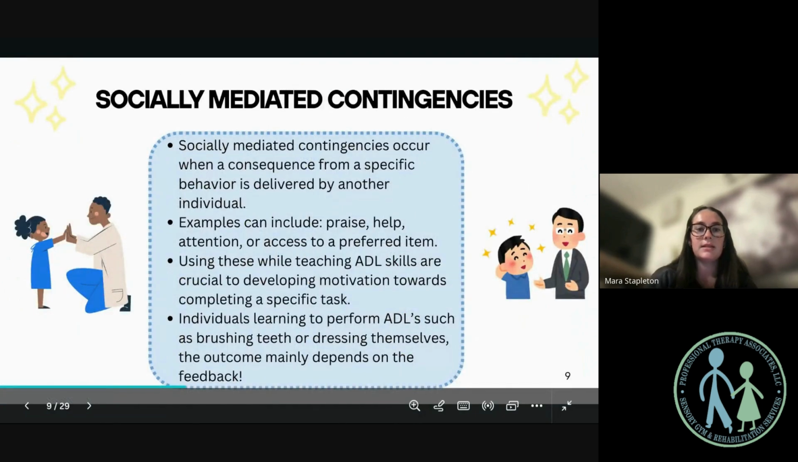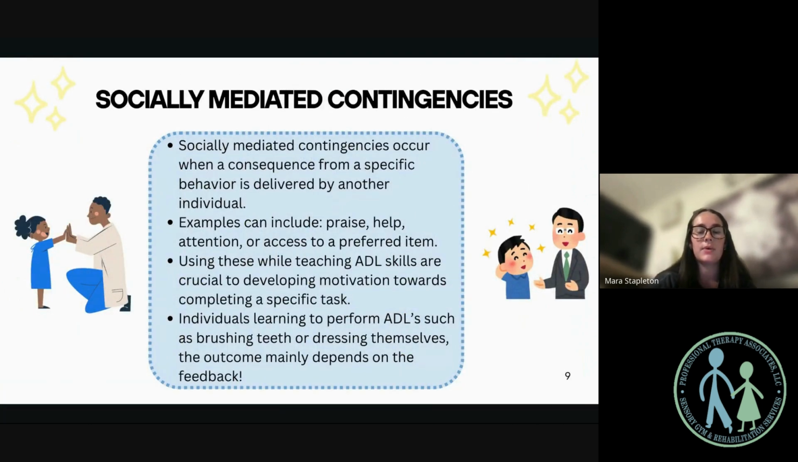Socially mediated contingencies occur when a consequence from a specific behavior is delivered by another individual. Examples can include praise, help, attention, or access to a preferred item. Using these while teaching ADL skills is crucial to developing motivation towards completing a specific task. For individuals learning to perform ADLs, such as brushing teeth or dressing themselves, the outcome mainly depends on the feedback.